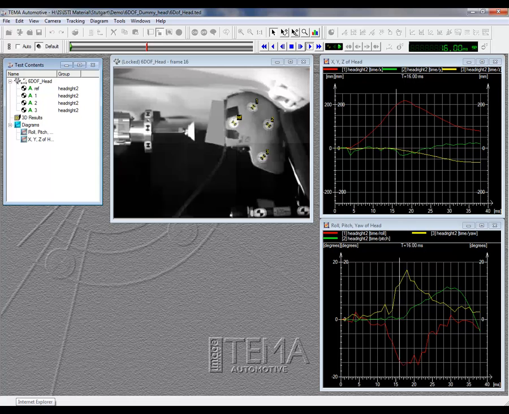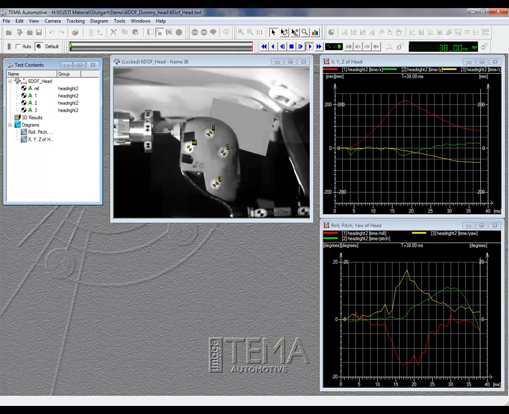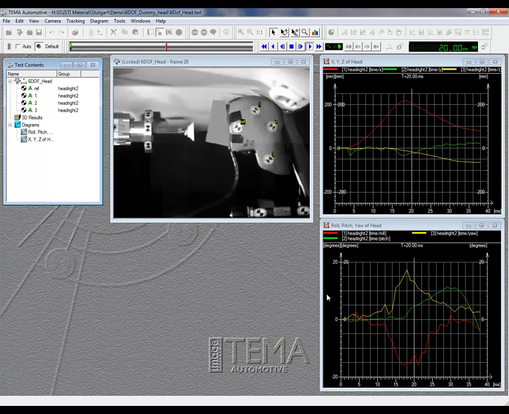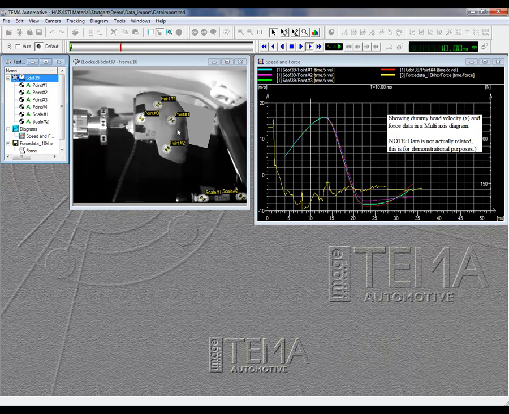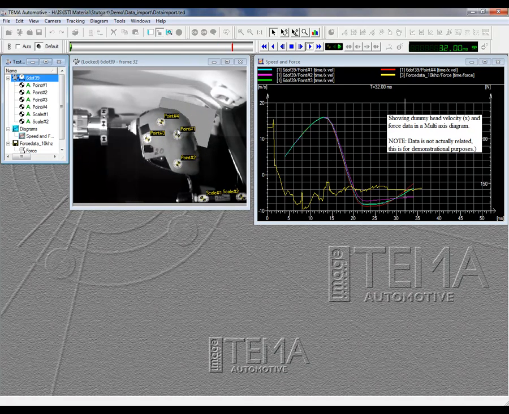This test of a head impact on the windscreen takes advantage of the 6 degree of freedom capability with one camera. Having surveyed the rigid body, the head, using the quadrant targets, we can plot the position X, Y, Z and also the roll, pitch and yaw of the head as it moves in space.